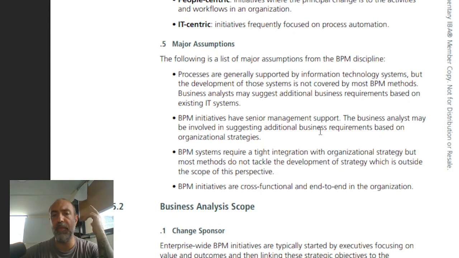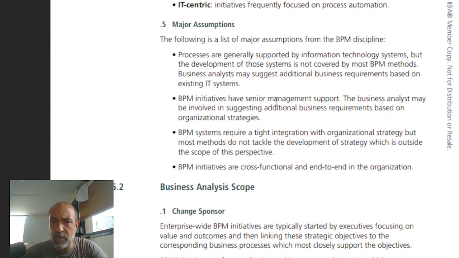And ultimately, your major assumptions are that processes are generally supported by information technology systems, as in software, and development of those systems is not covered by most BPM methods. Business analysts may suggest additional business requirements based on the existing IT systems. Right? If you're working with software, you have to consider software. BPM initiatives have senior management support. The business analyst may be involved in suggesting additional business requirements based on organizational strategy.